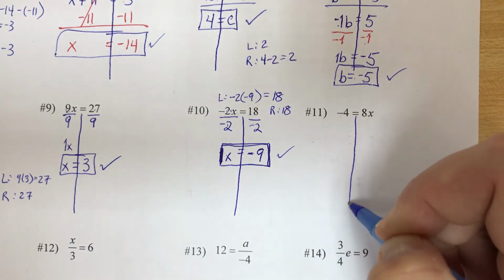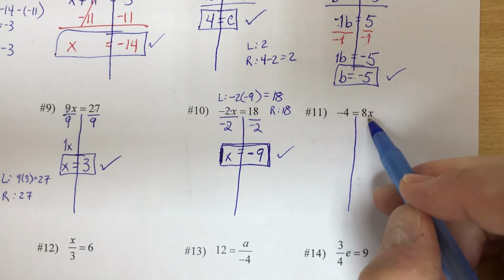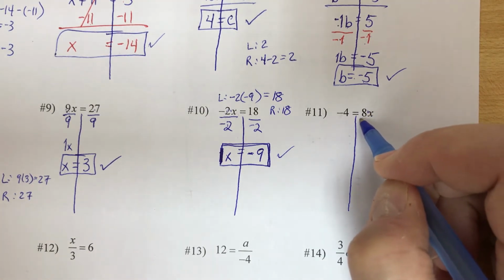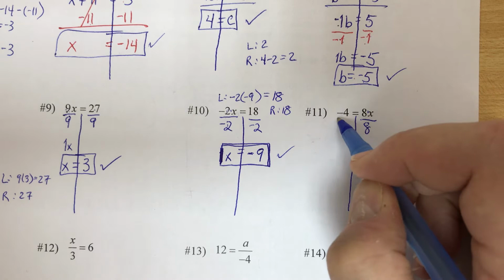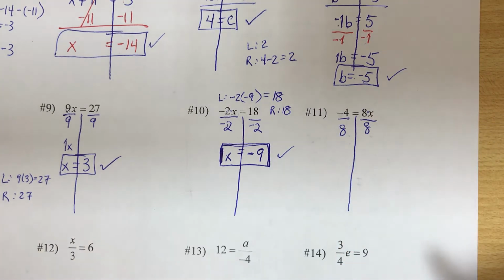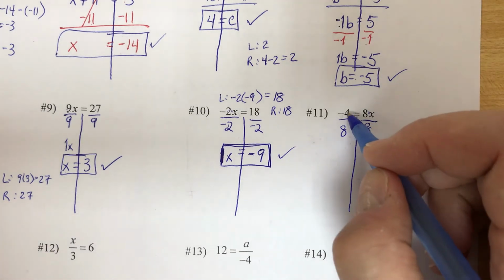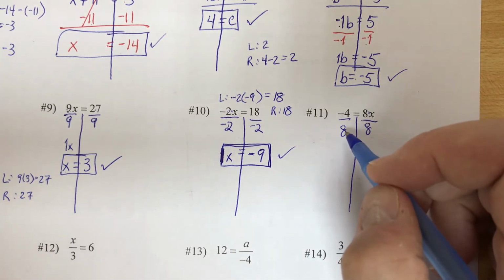Number 11, where's the variable? It's on the right side. This is 8 times x. To undo multiplication, we divide. So we'll divide by 8. Now this is where you have to be careful. This is not 2 or negative 2.